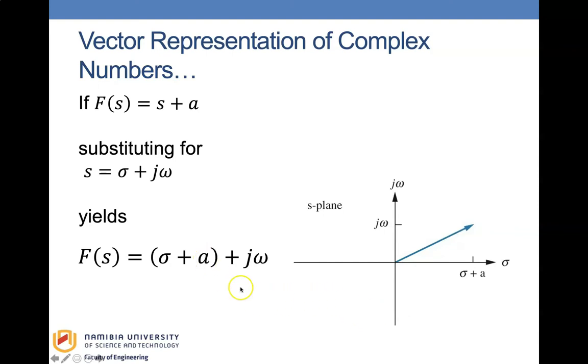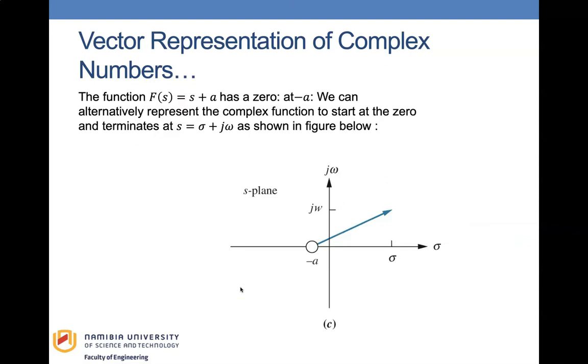If we translate the vector a units to the left as shown in this figure, we have an alternative representation of the complex number that originates at the 0 of f of s and terminates on the point s equals sigma plus j omega. We can therefore conclude that s plus a is a complex number and can be represented by a vector drawn from the 0 of the function to the point s.